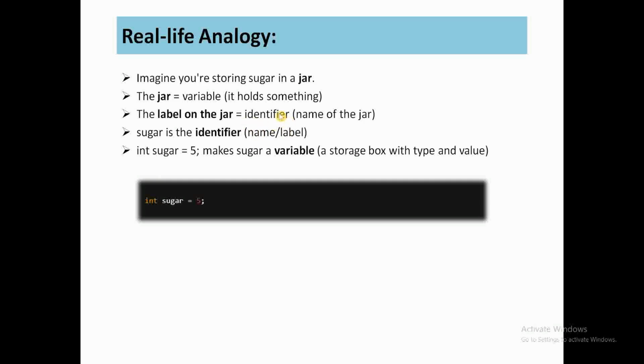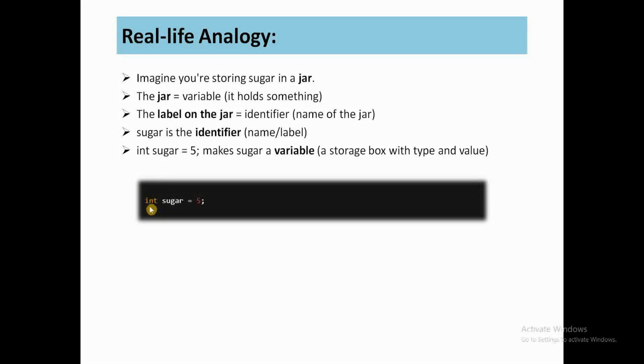It is only using the name. Suppose the identifier is only using the variable name which we already declared, and sugar is the identifier, the name or label. Sugar is only the identifier, it is only using the name. Int sugar is equal to 5 makes sugar a variable, a storage box with the type and value. Here we have one example related to the variable and identifier properly.